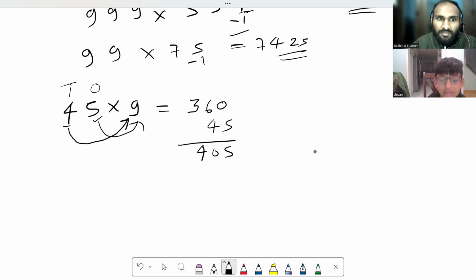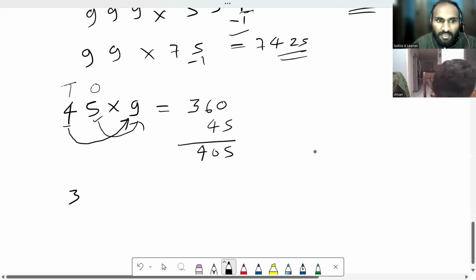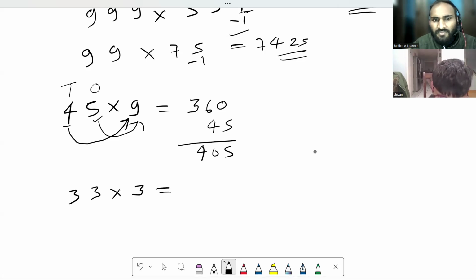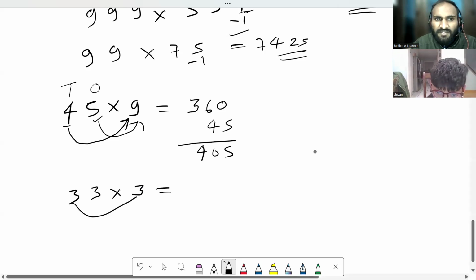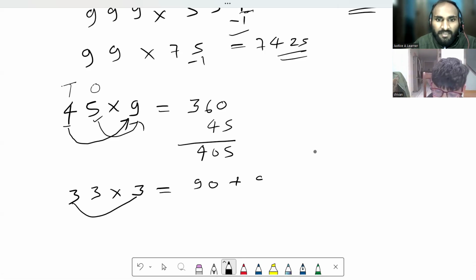Okay. So another data like 33. 3 threes are 9, that's easy. Can you tell me the answer? 3 threes are 9, and then this is 0 and 9. Then we'll add, like 9, 99. So this can also be directly told, right?